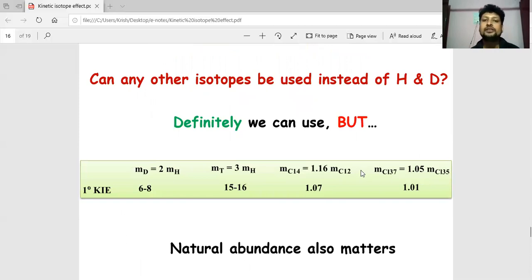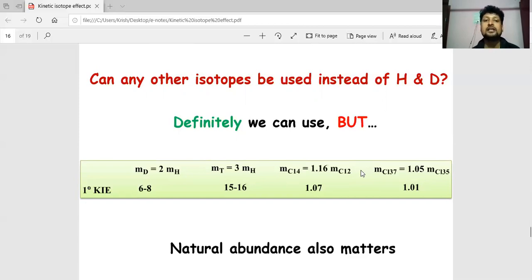Can any other isotope be used instead of H and D? Definitely we can use. Have a look. They have already mentioned we can replace any atoms with a heavier isotope. But since the mass of deuterium is double that of hydrogen, we can say that the predominant effect will be observed if you replace hydrogen by deuterium.